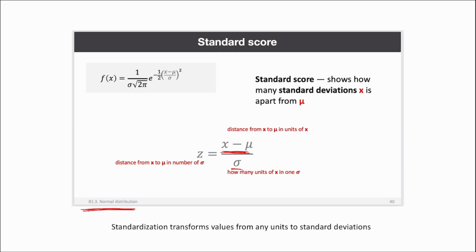So in this case, instead of x, you will get a new variable z, which is a standard score. It tells you how many standard deviations your value x is from the mean. And if you do it for every variable, you will get the same units, because every z-score will be represented as a number of standard deviations. So you solve the problem of units.